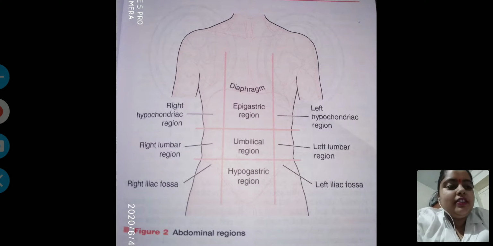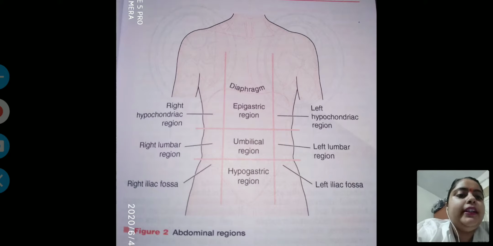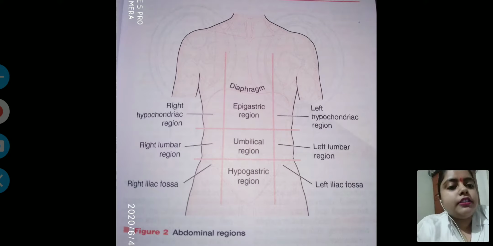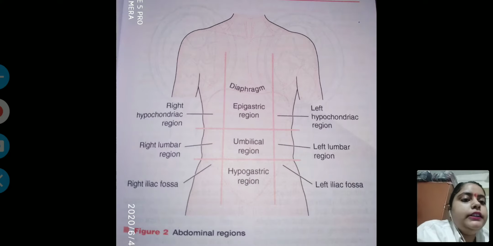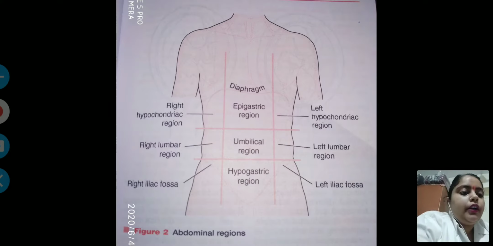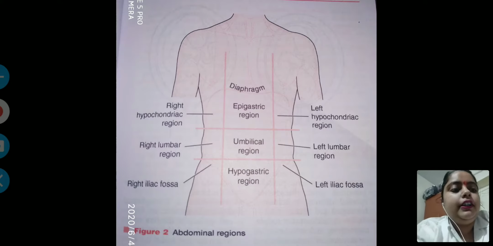Good evening, students. Today we are going to deal with the abdominal regions. It's a part of anatomy only, but here we are going to deal with the genetics portion. That is the second part of pharmacology, pathology, and genetics. So here we are going to deal with the genetics portion. So here I will teach you about the regions, abdominal regions.